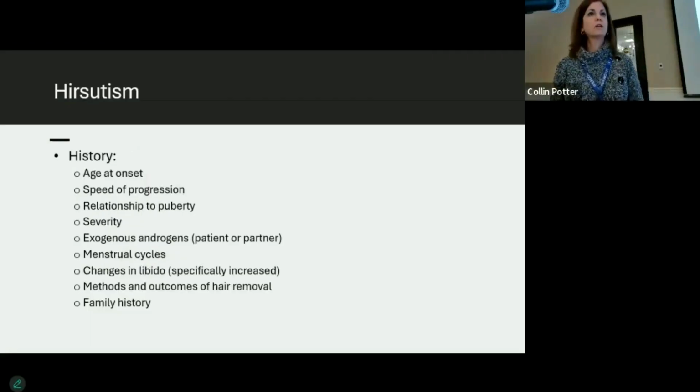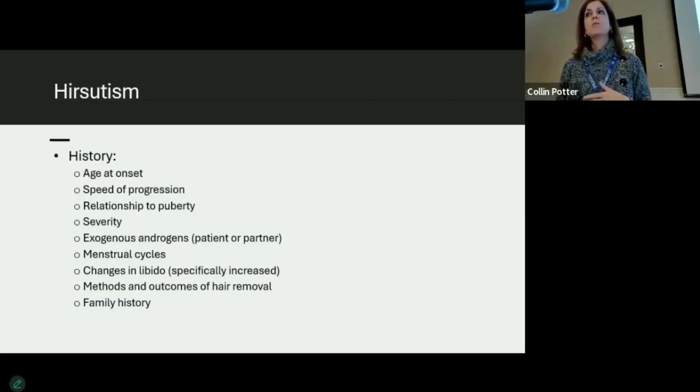Here are just a couple of things: the age of onset of the hirsutism. And as I said, the speed of progression, because if it had an insidious onset versus it wasn't there and now it is, that rapid onset always makes me think of tumor. Relationship to puberty, because PCOS, of course, has a relationship to menstrual cycles and puberty, and then asking questions about the history of the menstrual cycles.